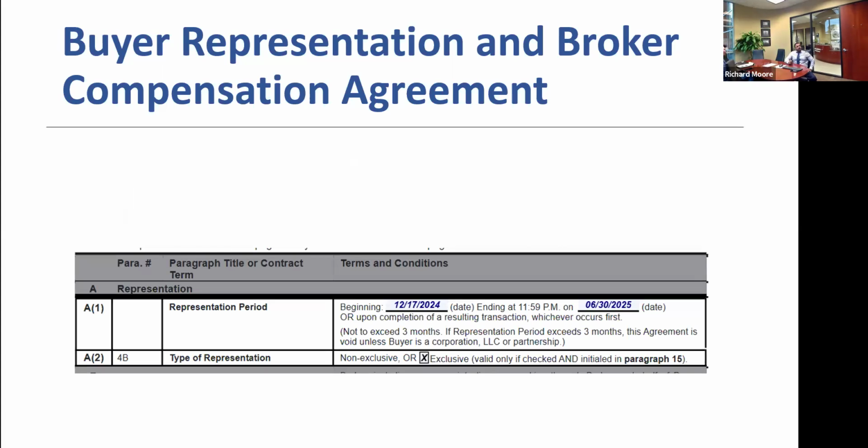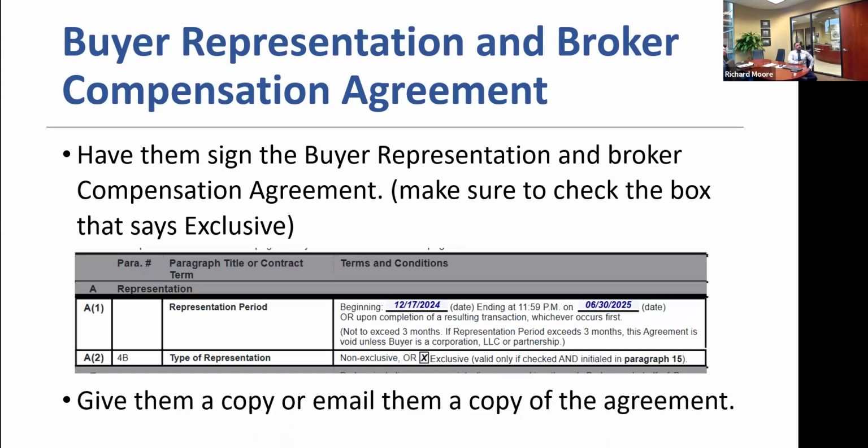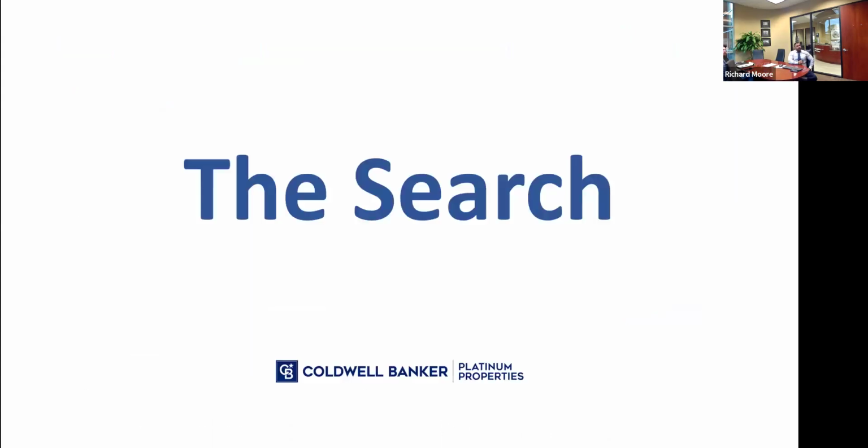And you can explain to them that the contract is for no more than 3 months. And make sure that when you fill out the buyer representation broker compensation agreement, you check the box that says exclusive. That means that if the buyer at some point wants to cancel, the cancellation will take place 30 days after notice from either party. Make sure you give them a copy of the RBC.